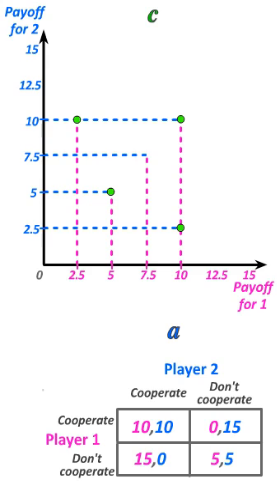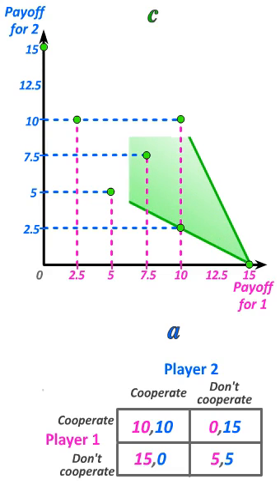If the two players alternate between both cooperating and both not cooperating, they'll both get an average payoff of 7.5, because half the time they'll get a payoff of 10, and half the time they get a payoff of 5. If player 2 never cooperates and player 1 always cooperates, then player 2 will have an average payoff of 15, whereas player 1 will have an average payoff of 0. And similarly, if player 1 never cooperates and player 2 always cooperates, then player 1 will get an average payoff of 15, whereas player 2 will get an average payoff of 0.